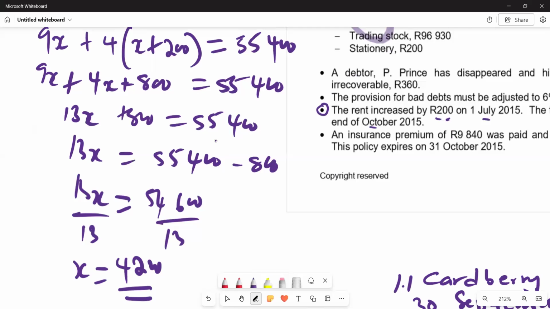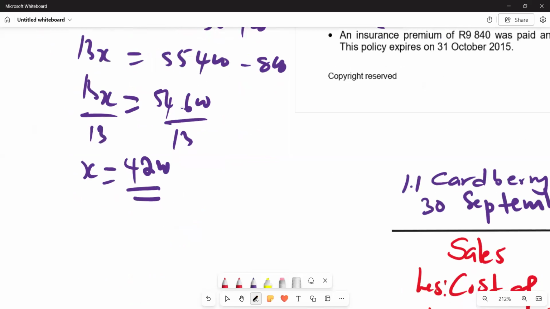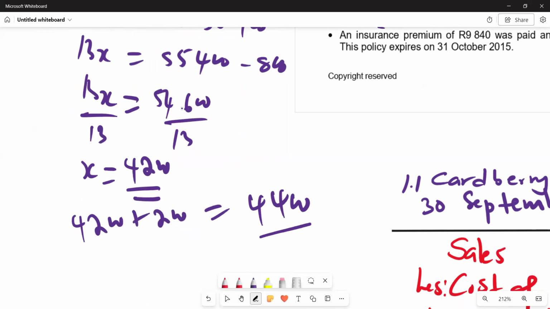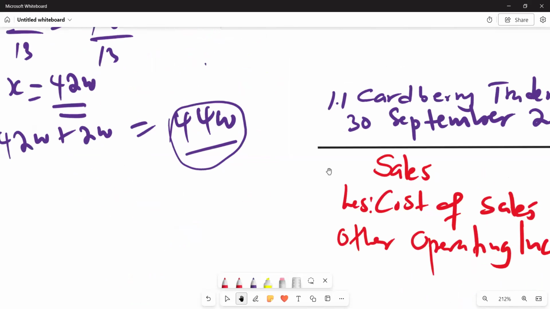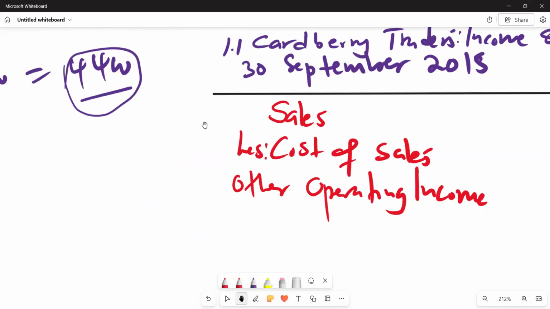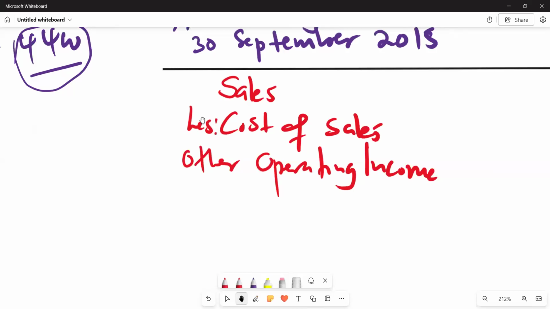October was when the rent had increased. So after the increase, the rent was now 4,200 plus 200, and you get 4,400. So this is the figure for the monthly rent after it increased, so it applies for October. So we are going to remove it from the 54,600. That's how we are going to summarize it in the other section. So we come here and we say rent income.